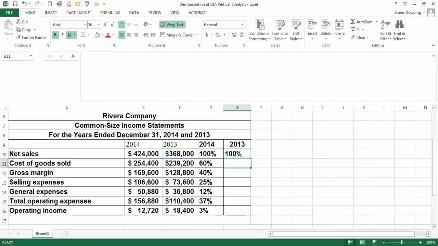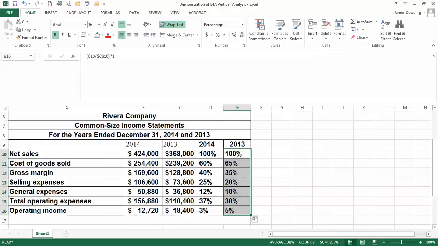Enter it. And again, I'm getting 100%, because I'm taking the net sales divided by the net sales, and I get 1. So this becomes the basis for comparing the other elements. Again, in Excel, I'm going to make that a constant and take that down. So I have 5%.